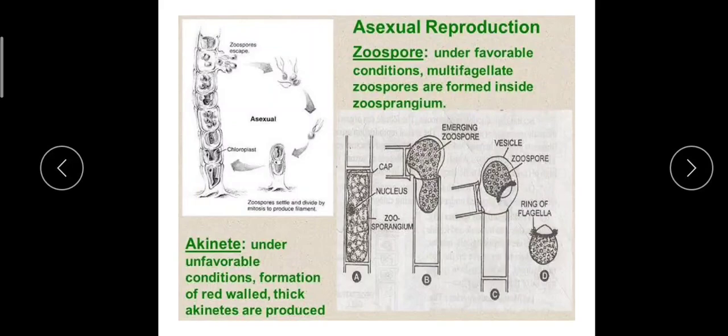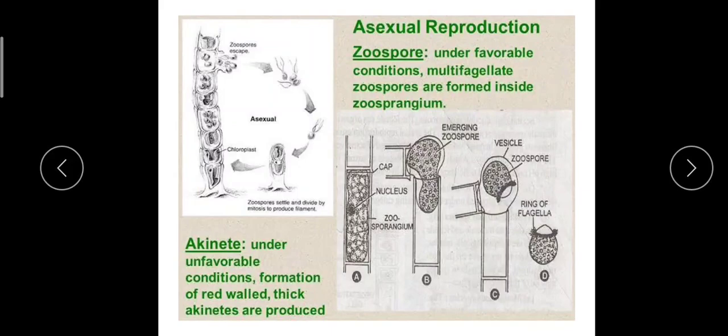And vegetative reproduction, as you know, common method is fragmentation. So here also fragmentation is the means of vegetative reproduction. Coming to the asexual reproduction, it occurs by zoospores and akinetes. And this zoospore formation, or asexual reproduction, occurs during the favorable condition.